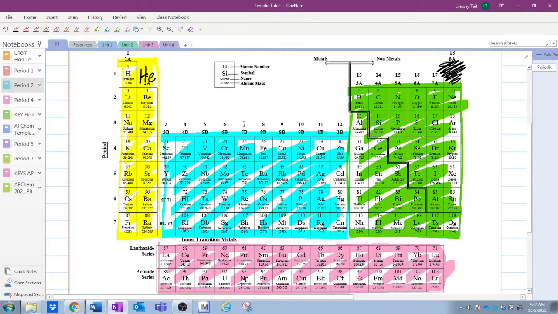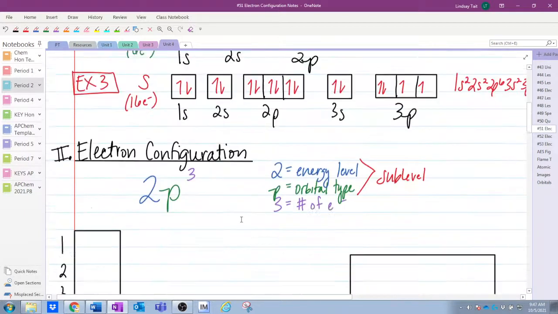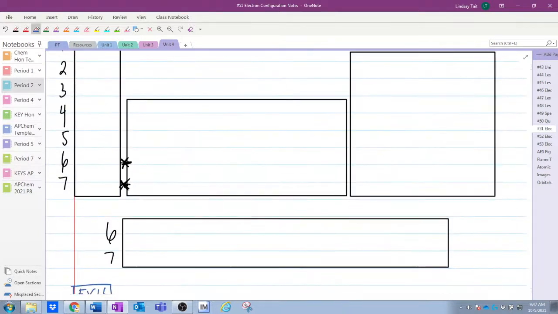Each one of these blocks corresponds to different orbital types. So that's what we're going to label in our notes here: this first skinny block over here is your S block. In the middle, this is your D block. On the right, this is your P block. And down at the bottom, this is your F block.